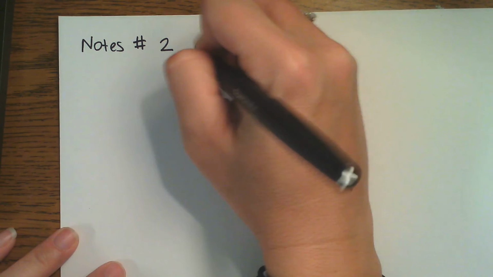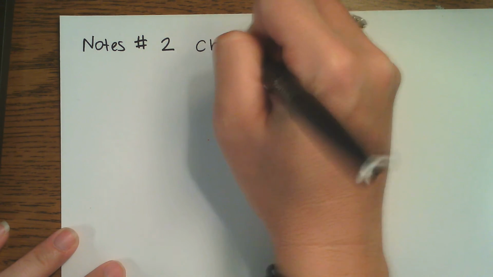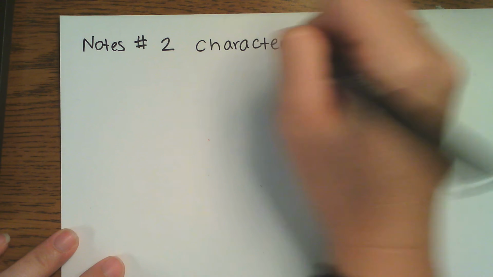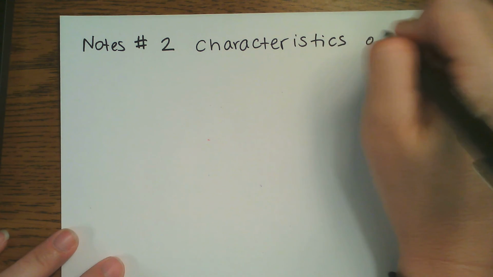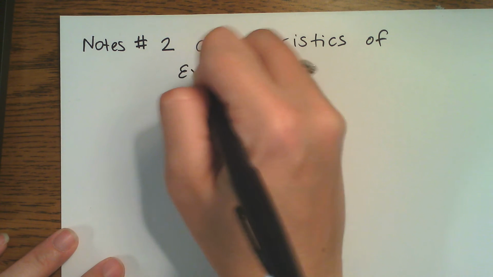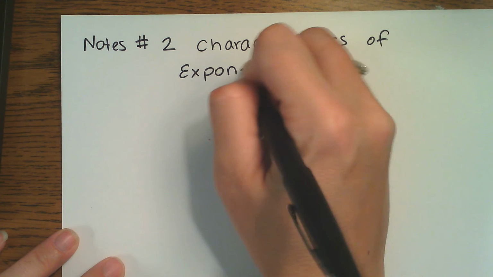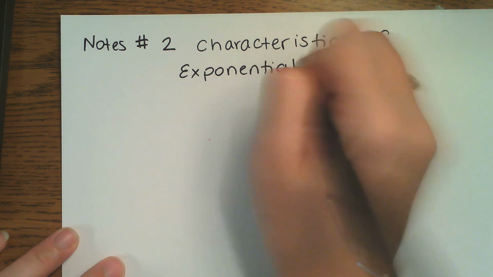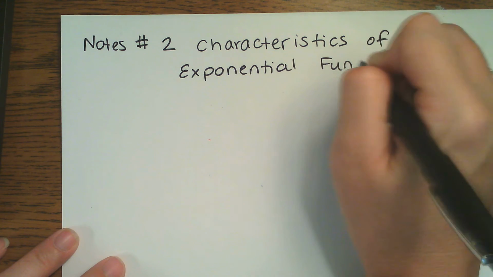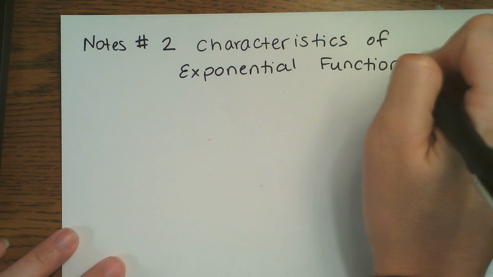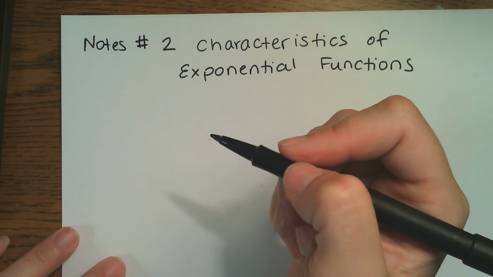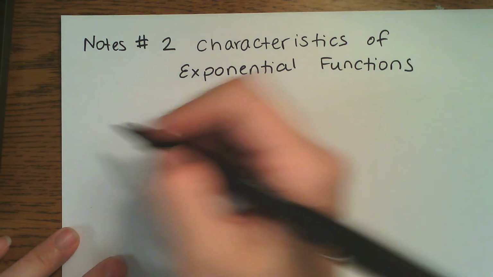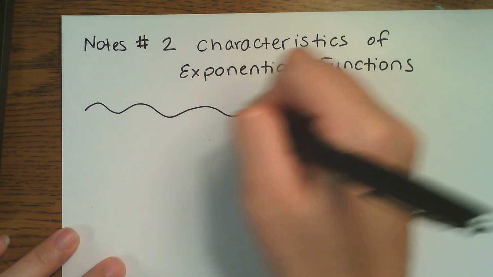I'm okay. All right, notes number 2, characteristics of exponential functions. Jamal. I'll wait. Exactly.